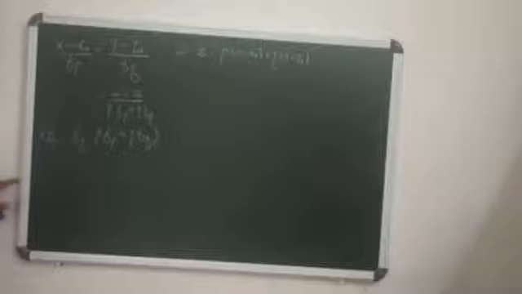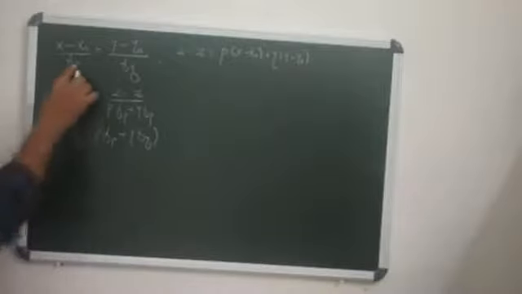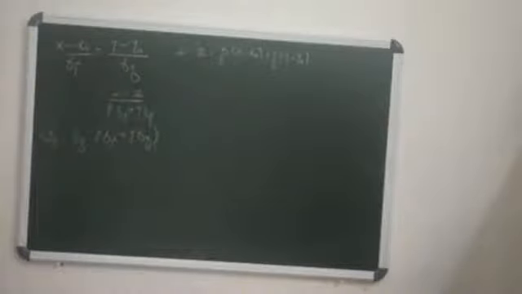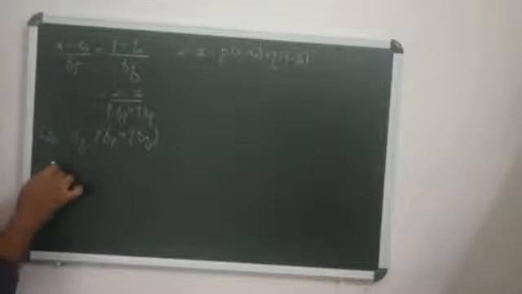This is the generators of the Monge cone. The generators of the Monge cone are given by the triplet fp, fq, pfp plus qfq. Hence the characteristic curves. So what are the characteristic curves? The characteristic curves are the solutions of the equation.